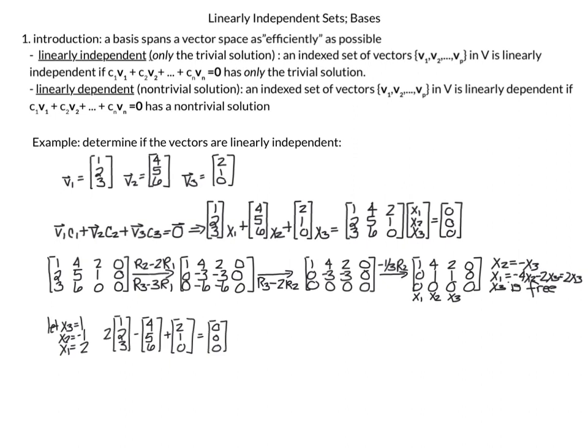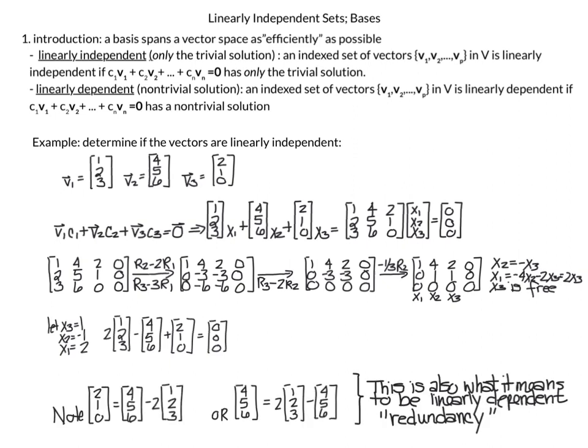This means, substituting back in, that 2 times my vector 1, 2, 3, minus 1 times my vector 4, 5, 6, plus my vector 2, 1, 0 is equal to 0, 0, 0. So you can see I have a non-trivial solution, which means my vectors are dependent. I'll continue just to note that my 2, 1, 0 I can write in terms of my other two vectors. It's a linear combination of these two vectors.